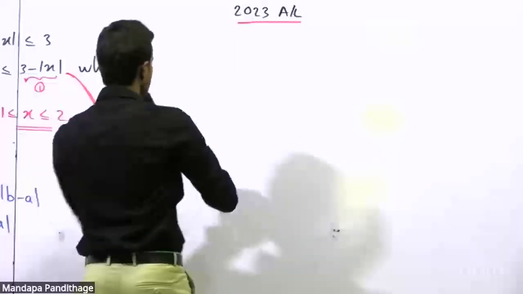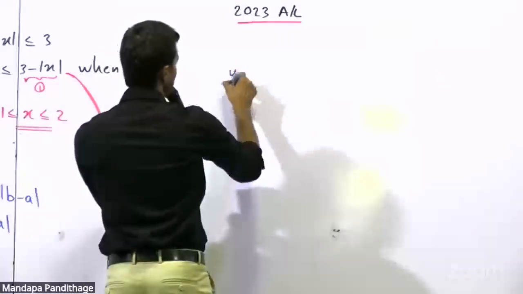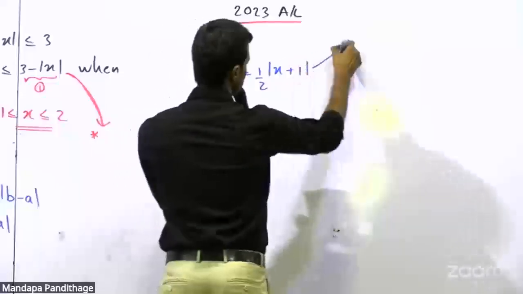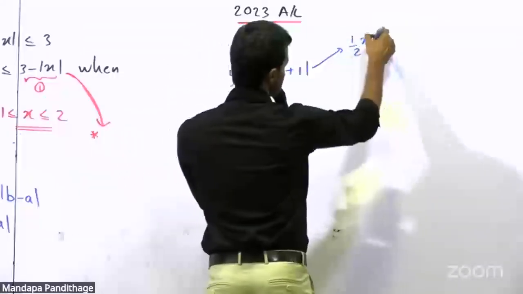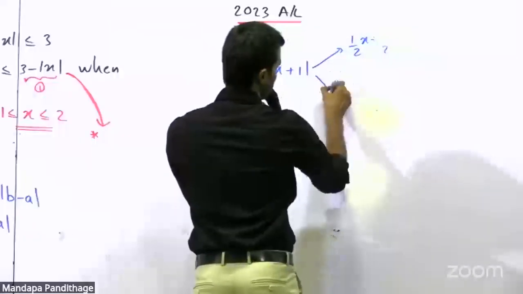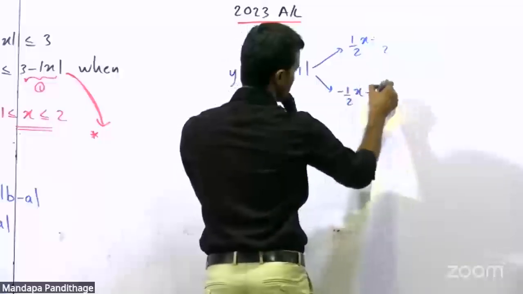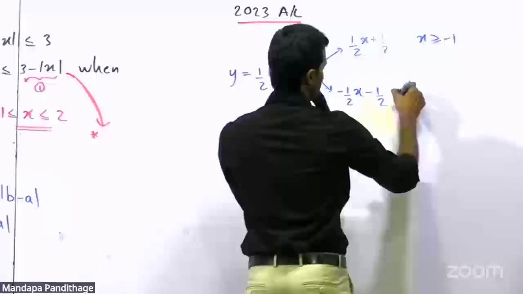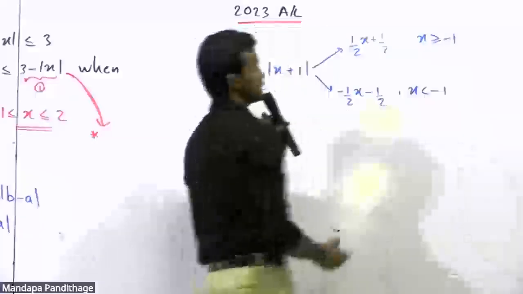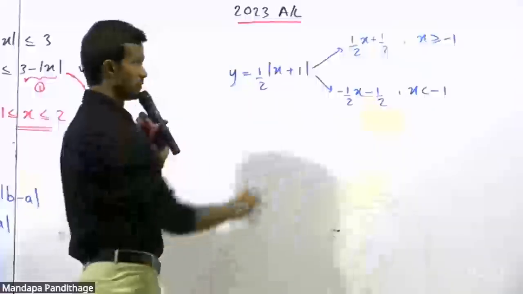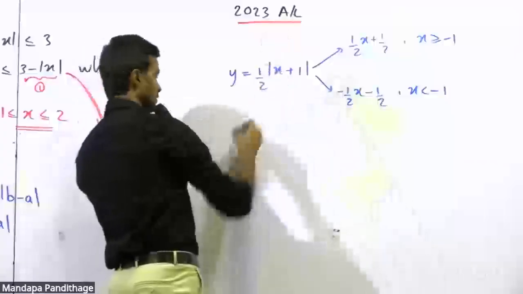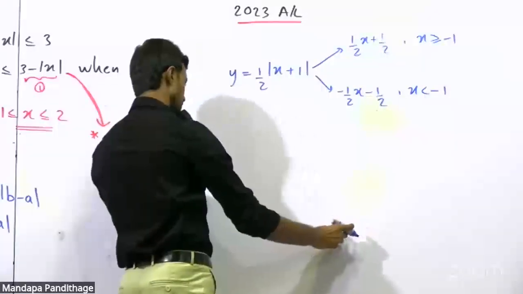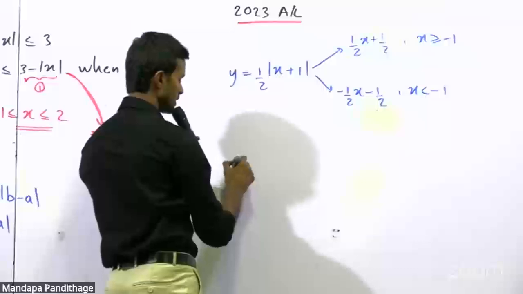y equals half modulus x plus 1, which gives you half x plus half and minus half x minus half, when x is greater or equal to minus 1 and x is less than minus 1. Only if you are a newcomer, it's okay that you haven't sketched the graph. If not, everyone else should be able to sketch the two graphs. That's normal.